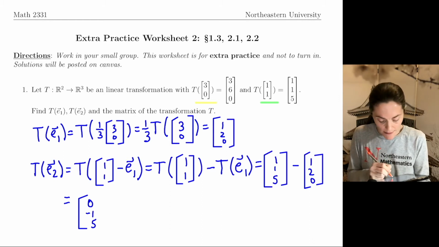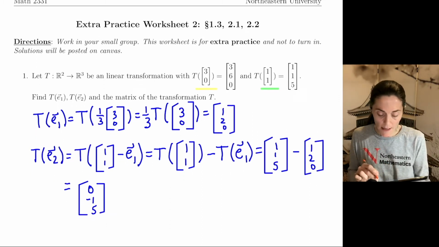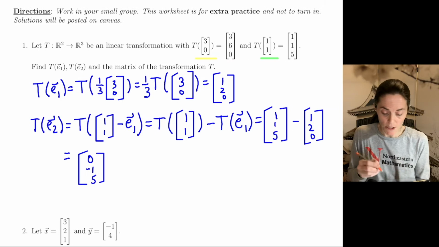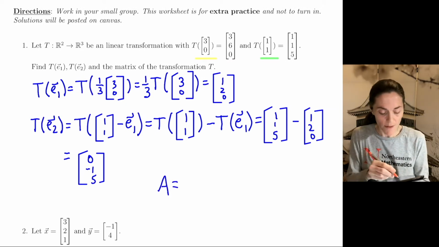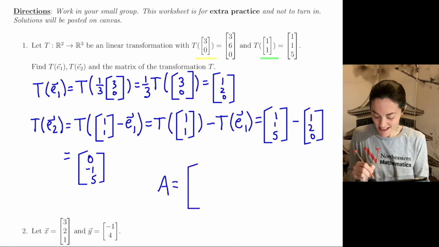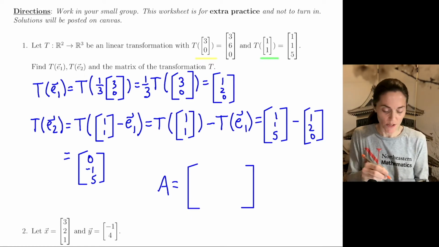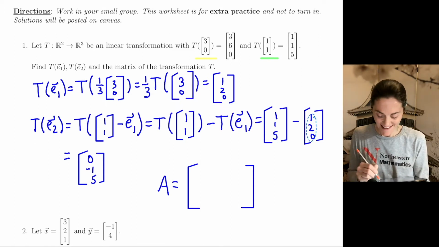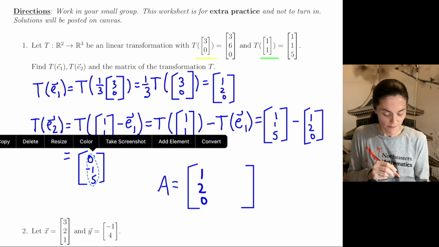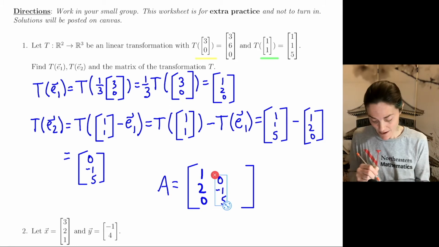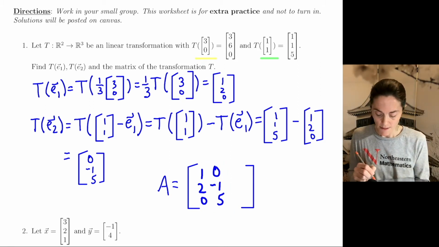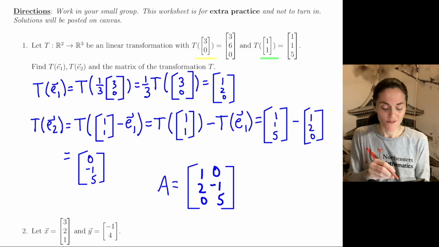Now we can immediately write down the matrix because we know the matrix of a transformation has columns. Well, the first column is T of E1 and the second column is T of E2. T of E1, maybe I'll even just copy and paste, and then T of E2, we can copy and paste because we've already found these two vectors. And this is the matrix of my transformation here.